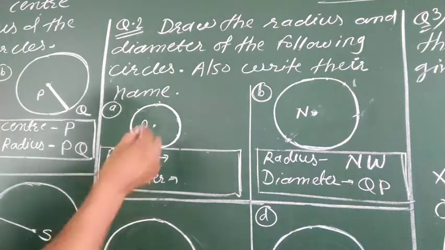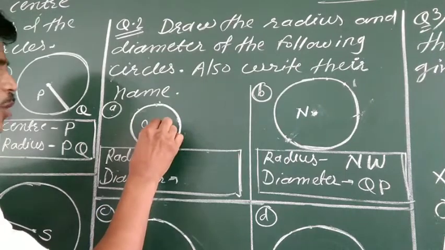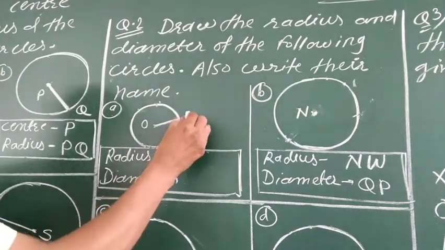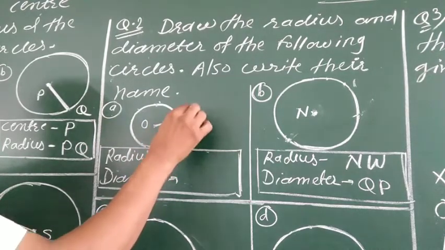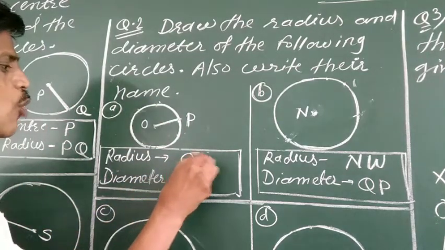Okay, say this is O. From here we can draw any one radius. Suppose this is point P. Now O is joined with point P on the circle, so it is OP, and OP is what? The radius. So you can write here OP as a radius.